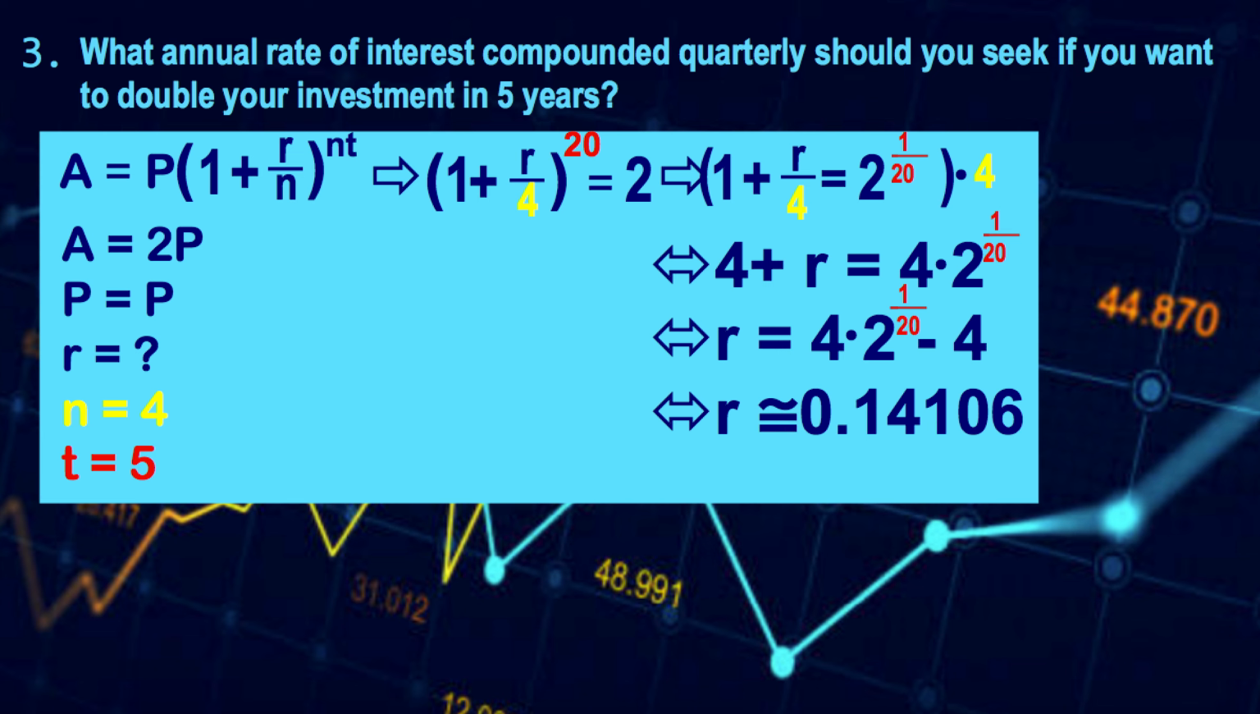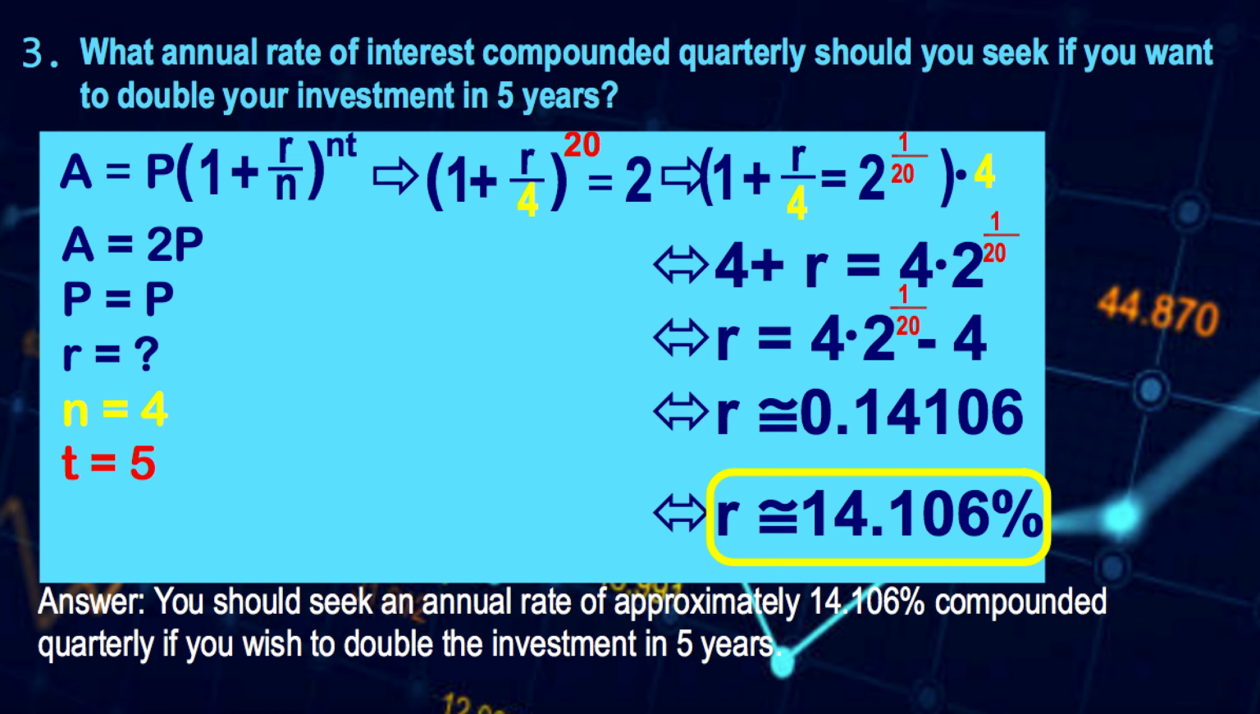R is approximately 14.106%. So our final answer should be that we should seek an annual rate of approximately 14.106% compounded quarterly if we want to double our investment in 5 years.